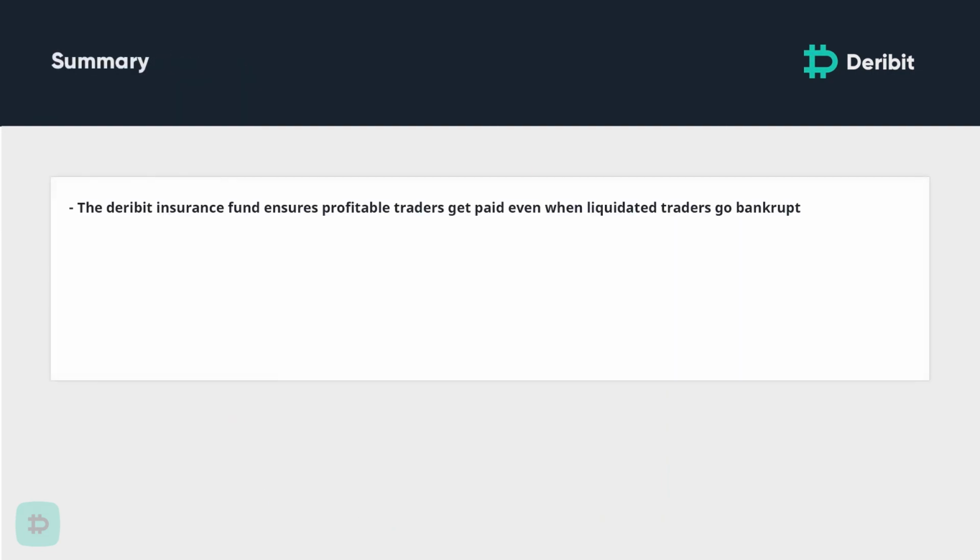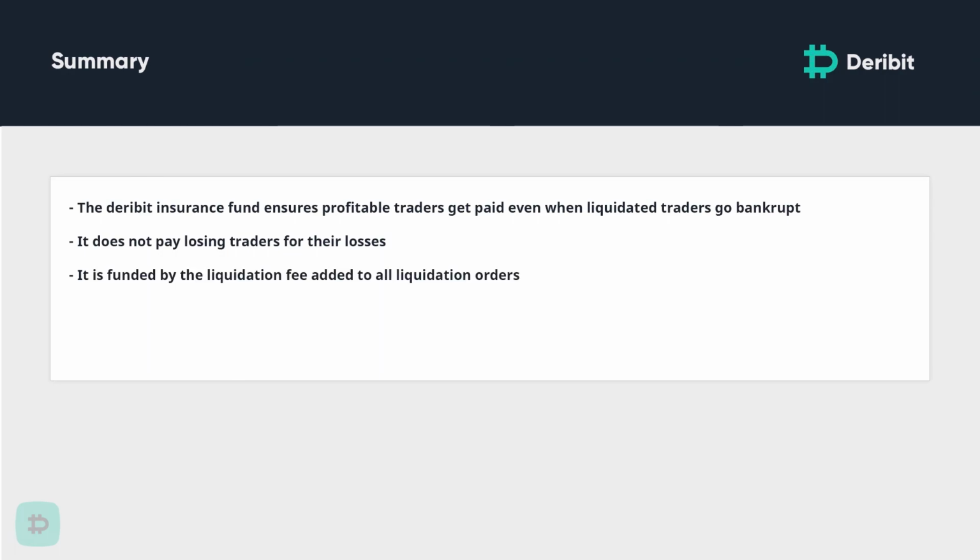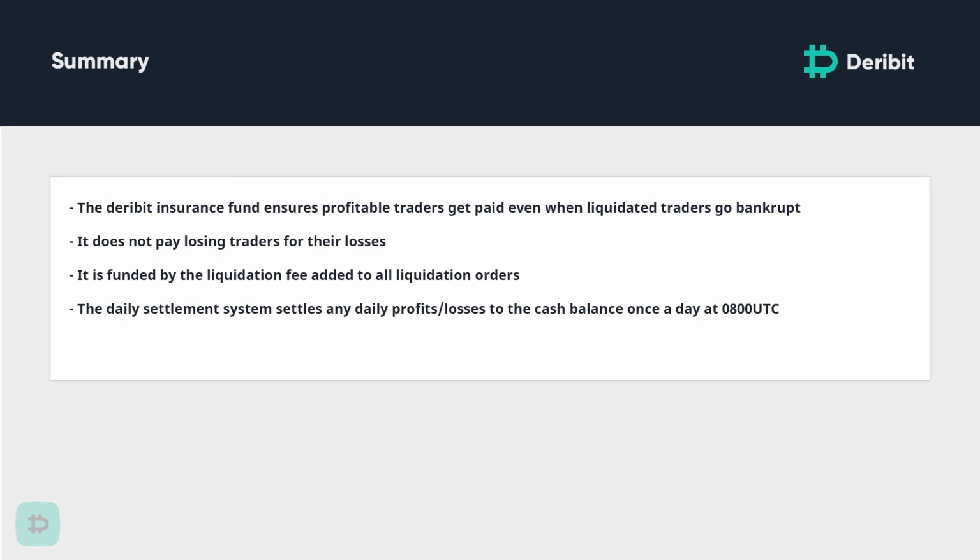In summary, the Deribit Insurance Fund ensures profitable traders get paid even when liquidated traders go bankrupt. It does not pay losing traders for their losses. It is funded by the liquidation fee added to all liquidation orders, and not just those that result in bankruptcy. The daily settlement system settles any daily profit and loss to the cash balance once a day at 0800 UTC. And any profits for the day are available for withdrawal after this time.